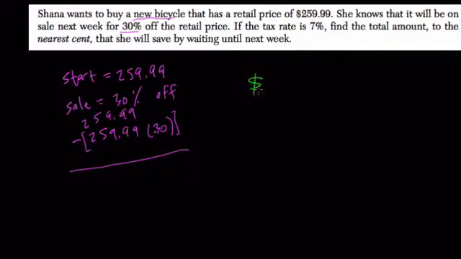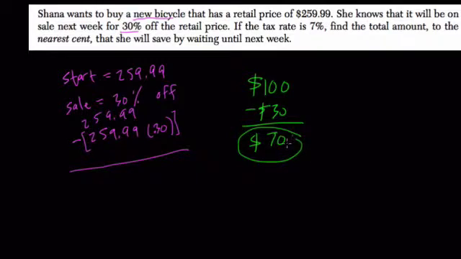Think of something simple like $100. If I said there's a 30% sale, you would subtract $30, right? And what would remain? Well, you would pay $70. So your finishing price is always going to be 70% of the 100. So instead of subtracting like this, we can just combine these steps by doing 259.99 times 0.7, or 70%.